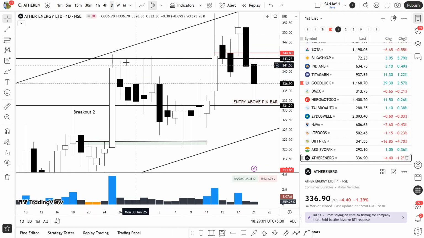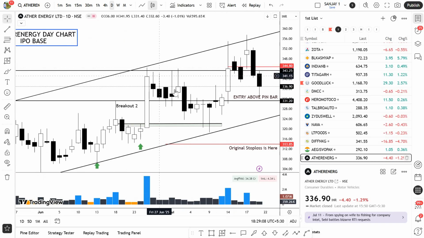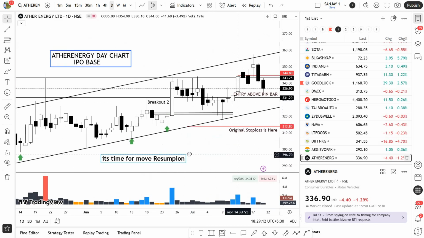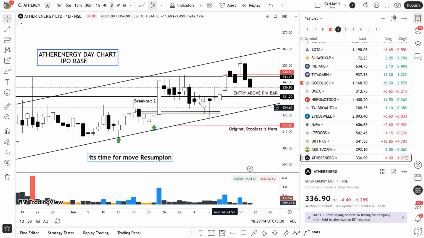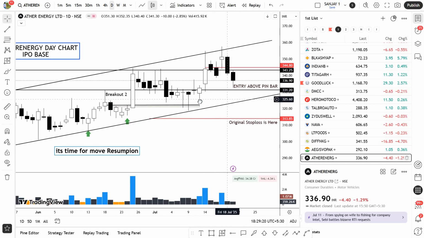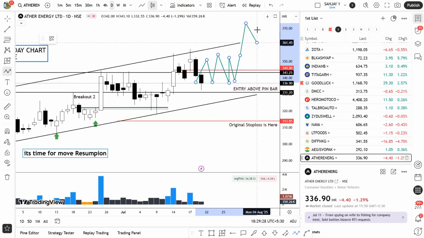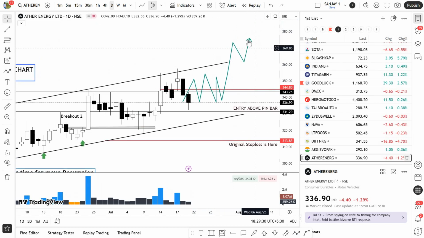So this is a failed breakout here. Why? Because the upside potential is very low. But once we touched this support line and it started to form a contraction, then we took our entry here.